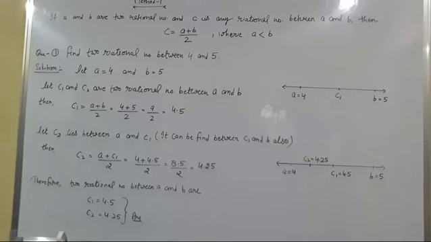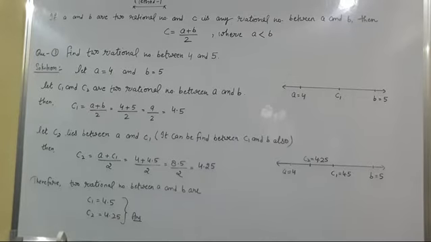Jai Hind everyone. We are studying rational numbers and today's topic is to find rational numbers between two rational numbers. In our previous video, we learned that there can be infinitely many rational numbers between any two given rational numbers. So this is an application of that property of rational numbers.